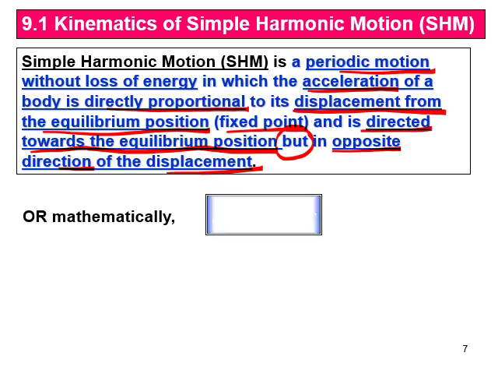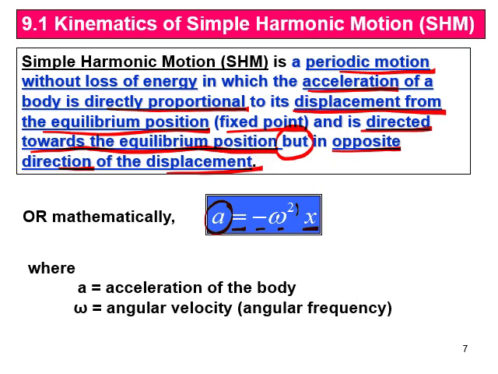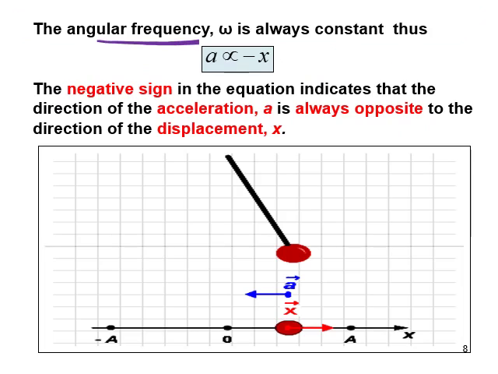Mathematically, we can write a is equal to negative omega squared x, where a is acceleration of the body, omega is the angular velocity or angular frequency, x is the displacement from the equilibrium position. The angular frequency omega is always constant. Thus, a is directly proportional to negative x.